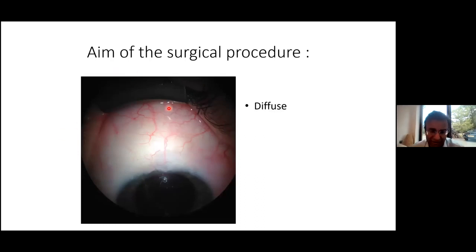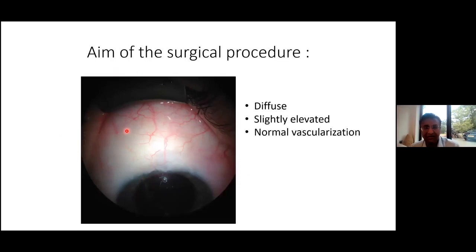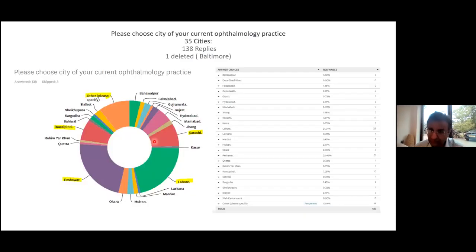The aim of the trabeculectomy is to create a diffuse bleb like this, a diffuse posterior bleb, which is slightly elevated and has normal vascularization. Very, very important aspect of the bleb is the vascularization. And more importantly, it leads to a predictable and controllable outcome in terms of intraocular pressures.